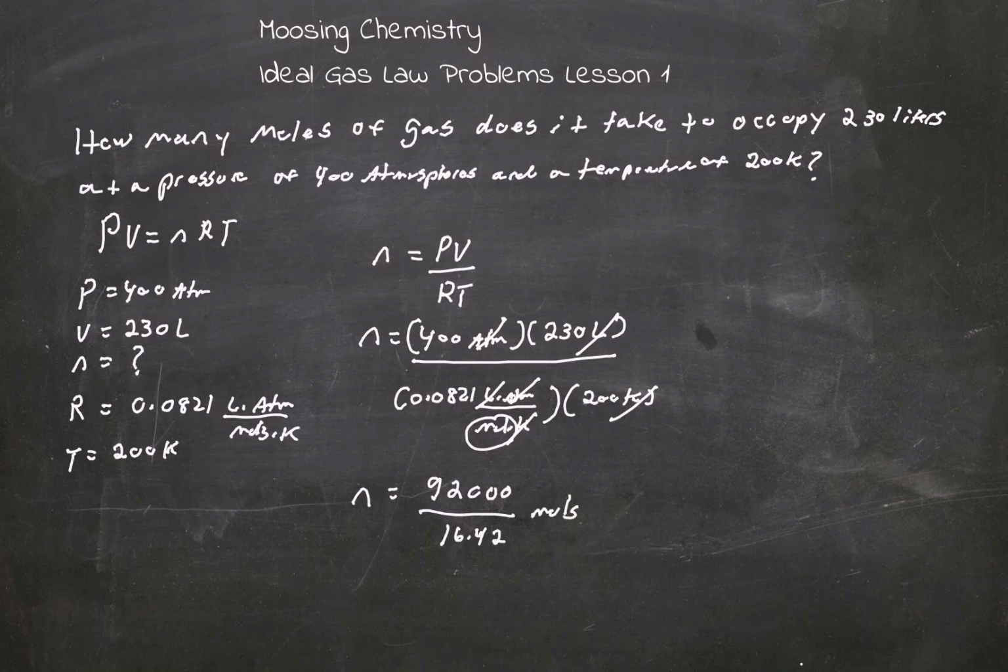So this is going to be a pretty big number. It looks like 92,000 divided by 16.42, and wow, we have a huge number of moles here, guys. n equals 5,602.92 moles. Okay, well, that answer does make sense. Okay, so let's go ahead and clear these drawings out and let's try one more problem. So I'll be right back.